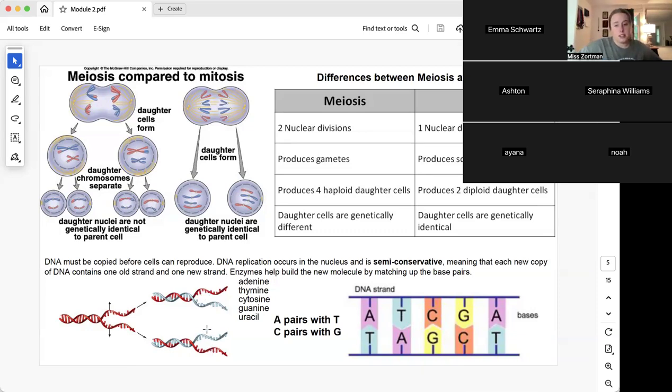Remember with the bases then, it is important which base goes where because A and T can only bond together at all times, and C and G can only bond together at all times.